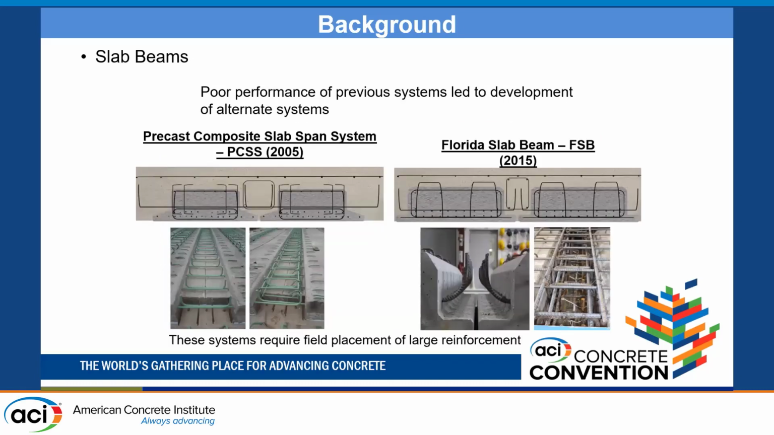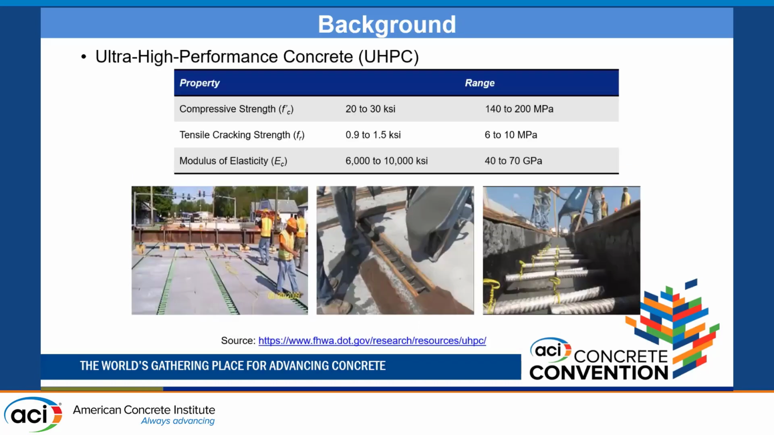However, poor performance of previous systems led to the development of alternate systems. Here are two examples of them: the precast composite slab span system, or PCS, from Minnesota, and here the Florida Slab Beam system in 2015. They both share similarities. They both have bottom lips so that you don't have to include bottom formwork in the system when you cast the deck on top, and they have reinforcement running along the joint system.